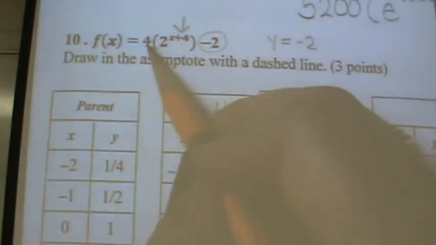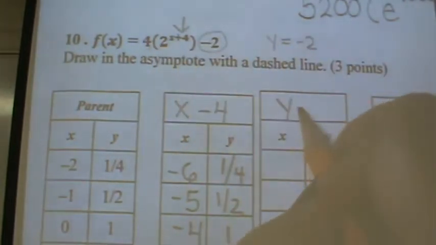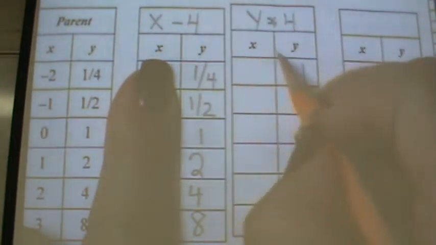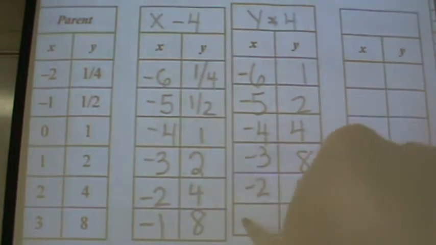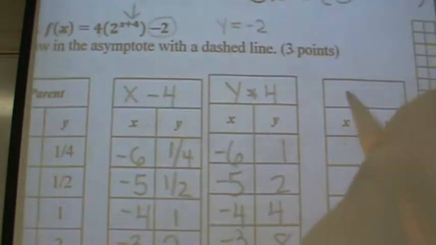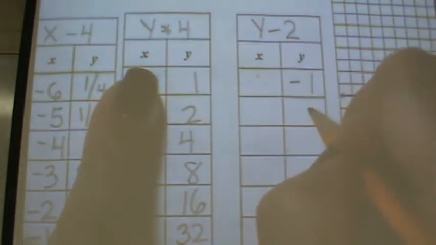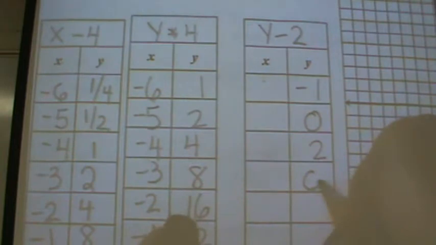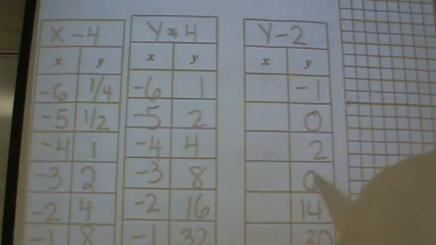Next, jump out here. What does this tell you to do? Take your y values and multiply them by 4. So if we multiply this by 4, you get 1. Multiply it, half times 4 is 2, then 4, then 8, then 16, then 32. Keep your x's the same. Okay, and the last thing you're gonna do is take your y values and bring them down 2. So 1 minus 2 is -1, then 0, then 2, then 6, then 14, and then 30.